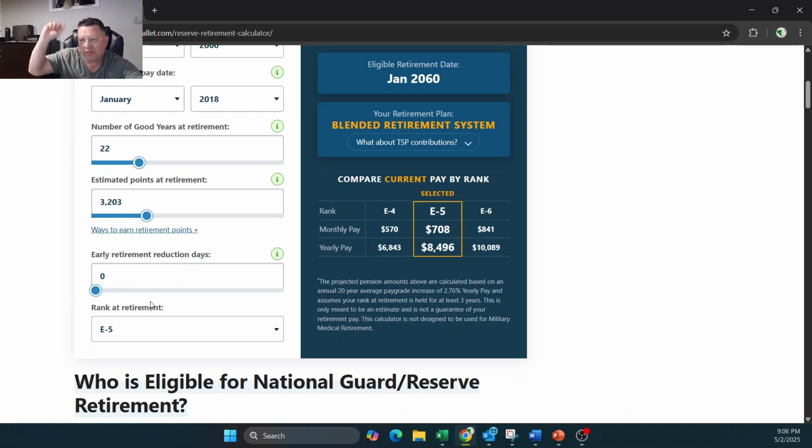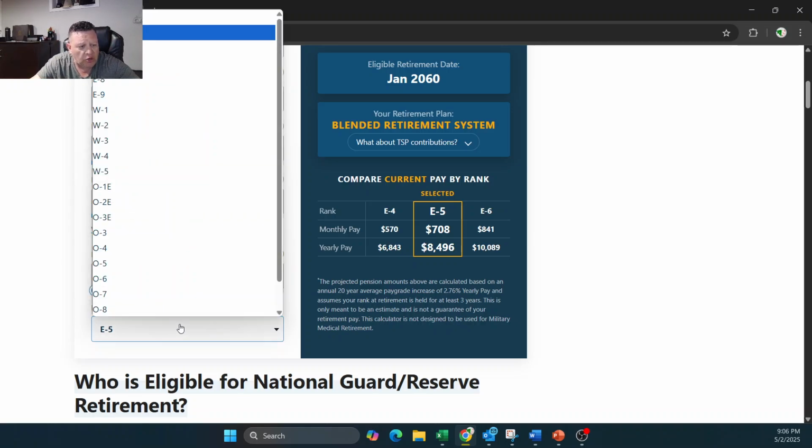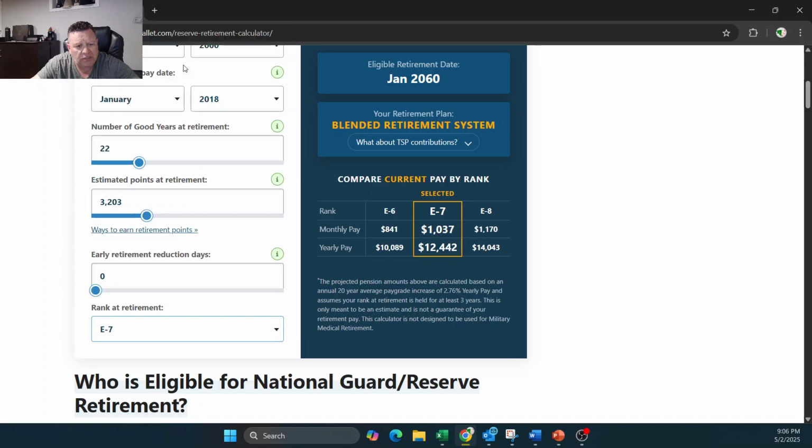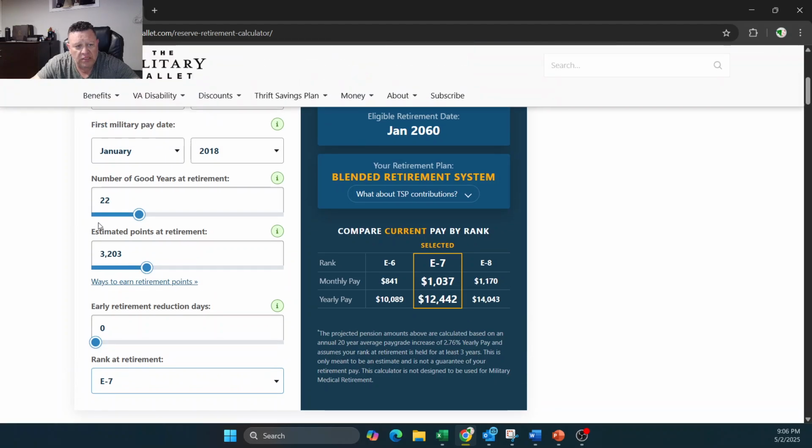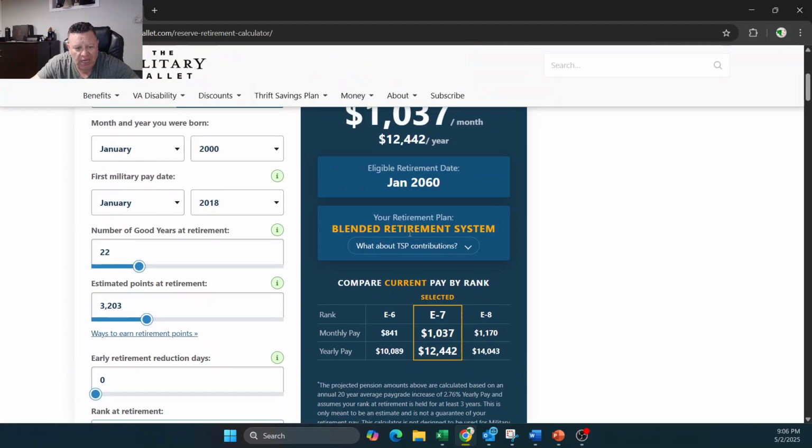It'll be written somewhere as an early drop, so we know what it is. Let's say your rank. I see a lot of E7s retiring, so I'll just put in E7. Now this is for the Blended Retirement System. This is the 2.0 versus the 2.5. I'll get into that in a second.